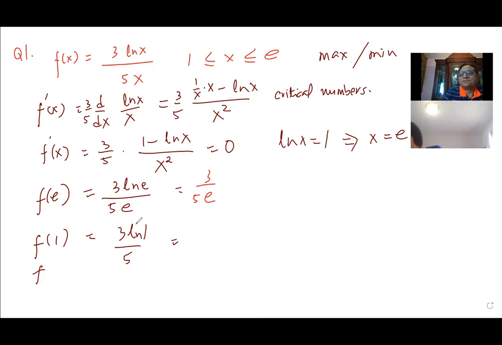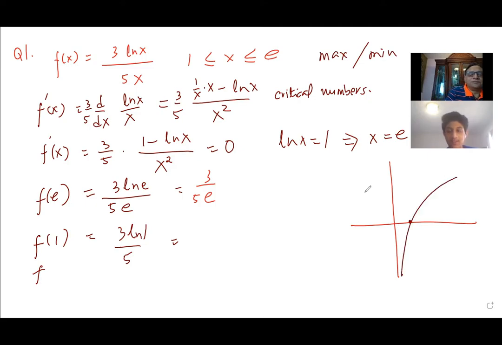Sir, I'll just pull up my calculator. ln 1 will be what? At 1 it is 0, right? E to the power of 0 as well. The graph of ln is kind of like this, so at 1 it is always 0, right? So we get a minimum and a maximum, right?